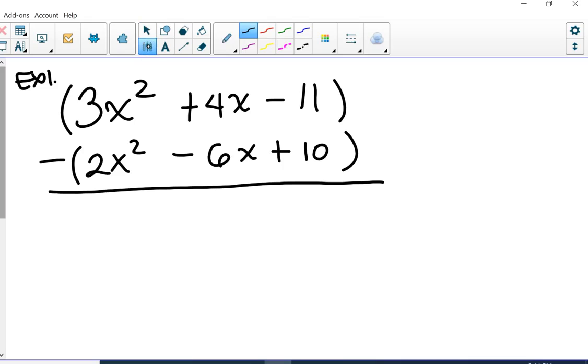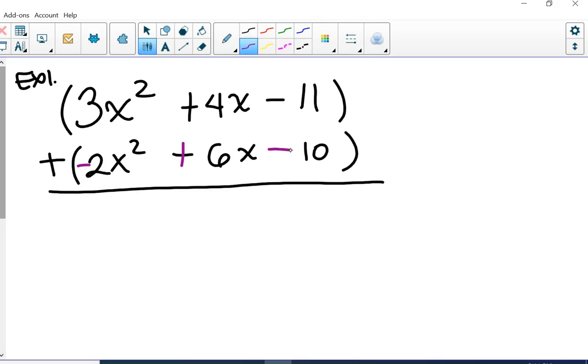Your first step is to change subtraction into addition of your additive inverse, or addition of your opposites. So we're going to change the subtraction sign into plus, and we're going to change the sign of everything on the bottom only. Okay? So it becomes plus a negative 2x squared. So it's like you're distributing that minus into everything on the bottom. So negative 2x squared, this minus 6x becomes plus, and this plus 10 becomes minus. So I've changed the sign of everything on the bottom only.